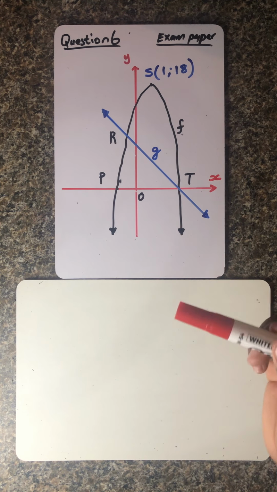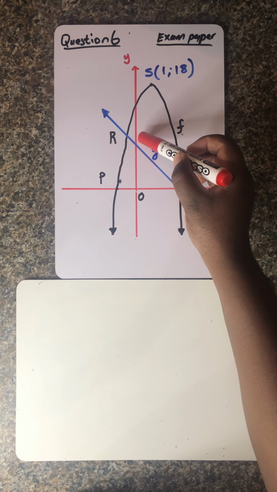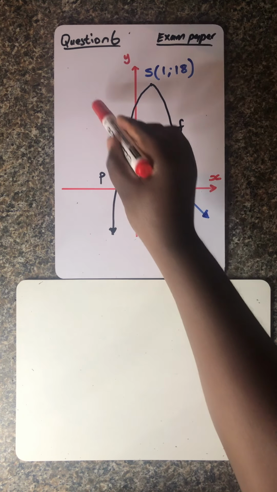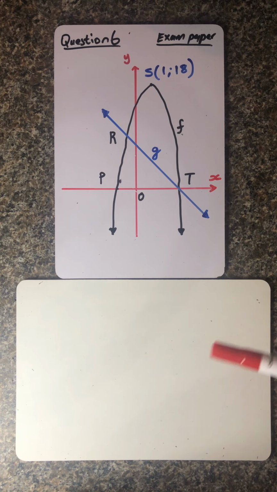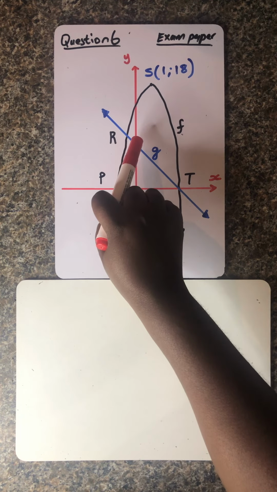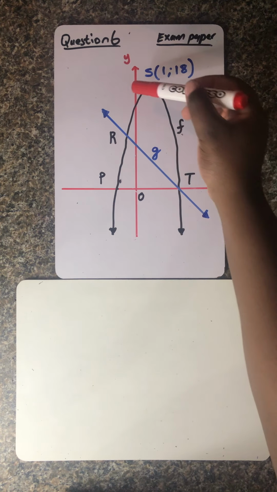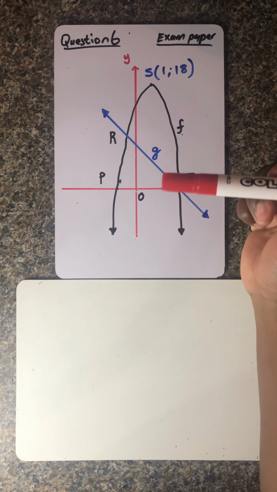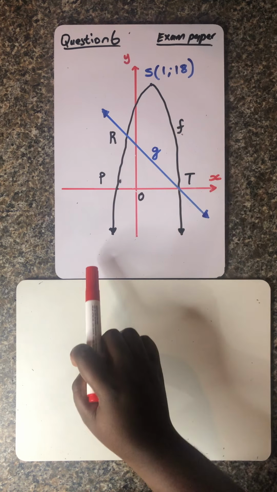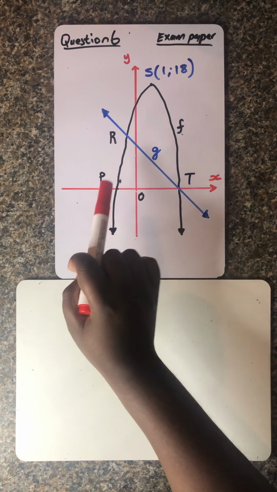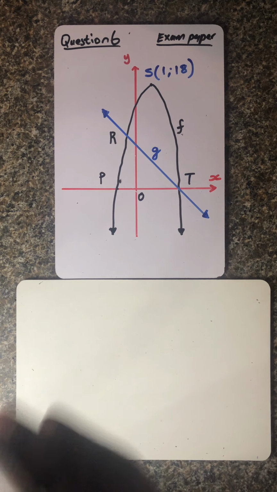Please do take notice of something, ladies and gentlemen, because they didn't refer to that point where that straight line touches the y-axis. That means there are high chances that you won't be asked questions related to that point. So most of the questions will be based on that point R, which is the point of intersection, and that point P and that point T. Obviously this is the origin, ladies and gentlemen.